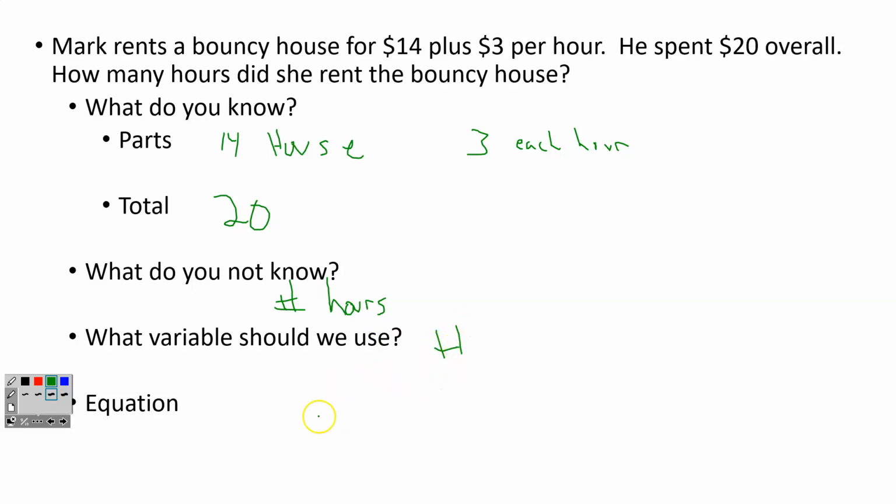That's fine. Equation, put my total first. My total is 20. I see a keyword right there, plus. So that means I'm going to be adding. So now we've got $14 and $3 each hour. So I'm going to put my h with my 3, and there's my equation. I'm going to go ahead and stop there.